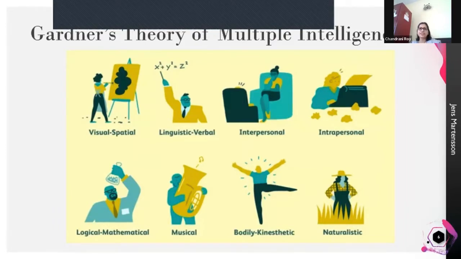So initially, and for a long time, we continued the practice of judging intelligence based on IQ levels, which mainly tested our language and mathematical skills.